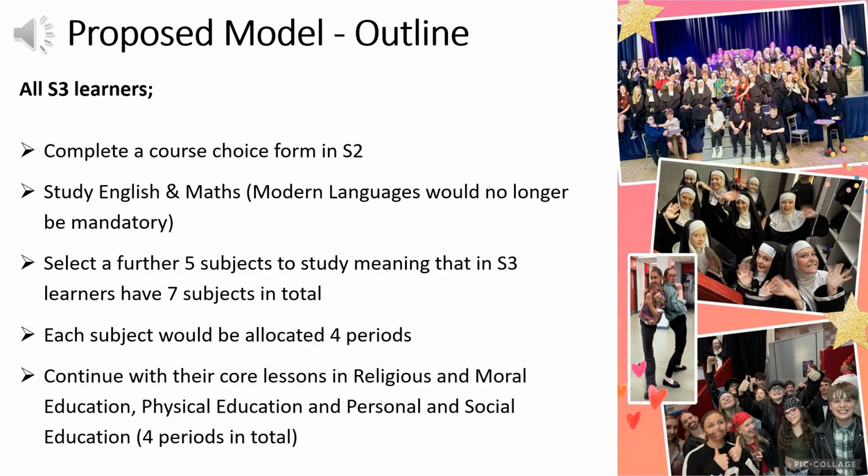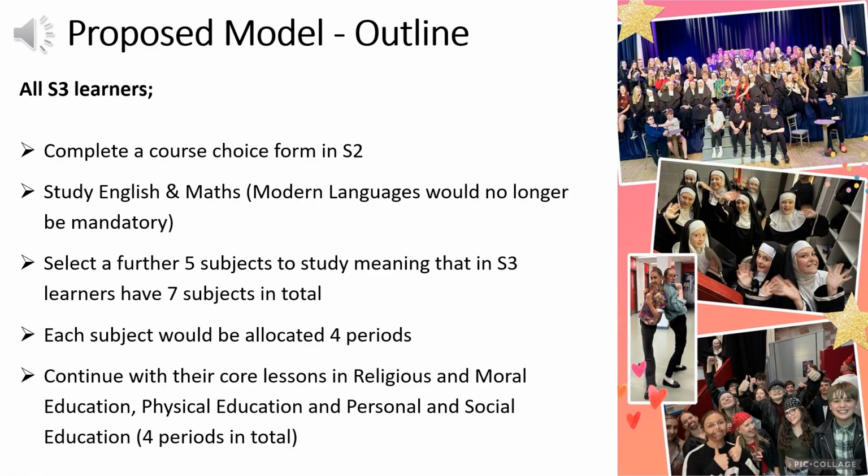The next few slides outline the proposed model for S3 and S4. In S3, all young people will have completed a course choice form towards the end of S2. As part of this course choice, all young people will have to study English and Maths moving into S3 as mandatory subjects. Modern languages would no longer be a mandatory subject. In addition to English and Maths, young people would select 5 subjects that they also wish to study. Modern languages would be part of this selection process.